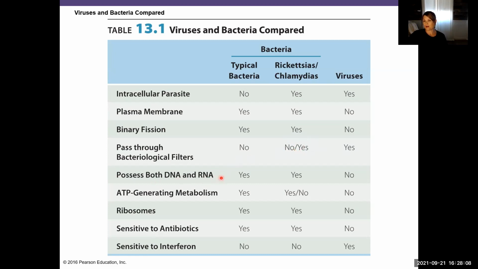Do they possess both DNA and RNA? Yes, bacteria do. They contain DNA and several types of RNA, but viruses don't. They contain one or the other. Can they make ATP? Yes, typical bacteria, no, viruses. Have ribosomes? Yes, for bacteria, no for viruses. Are they sensitive to antibiotics? Yes, for bacteria, no for viruses. Viruses are not susceptible to any antibiotic. All right, so never ever get an antibiotic unless you know you have a bacterial infection, because it doesn't do any good. Sensitive to interferon. Interferon is a kind of treatment that is effective against viruses, but not bacteria.